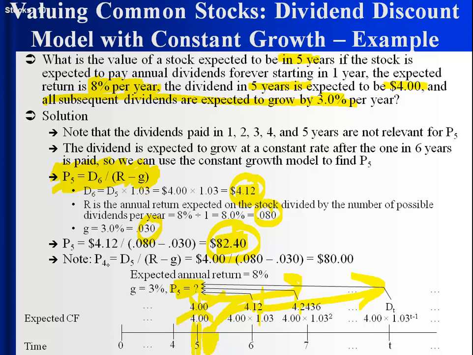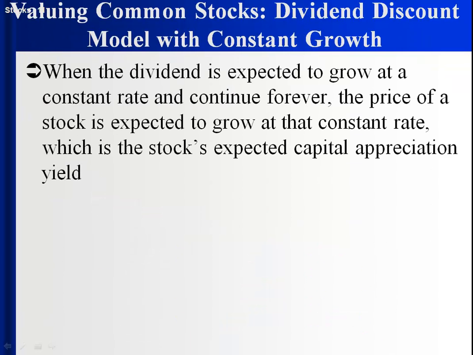And again, notice P4 is equal to D5 over R minus G. So if you just stuck that in and come up with $80, you wouldn't be getting the expected price in 5 years. You'd actually be getting the expected price in 4 years. And what we see is that if the dividend is expected to grow at a constant rate, the price of the stock also grows forever at that same constant rate.